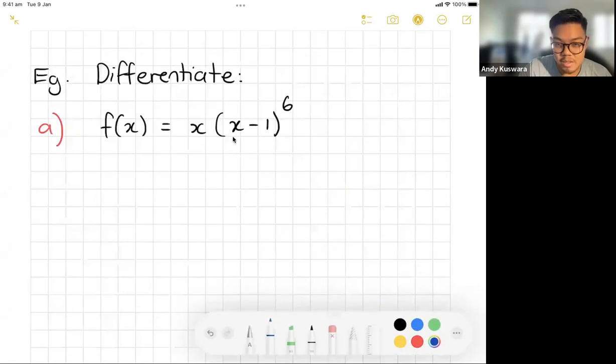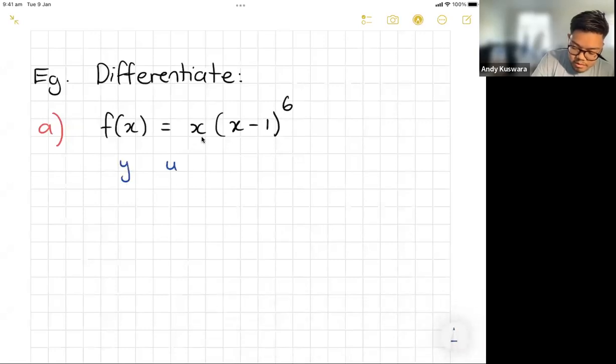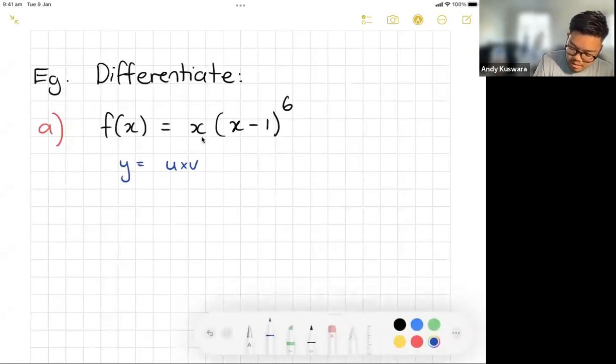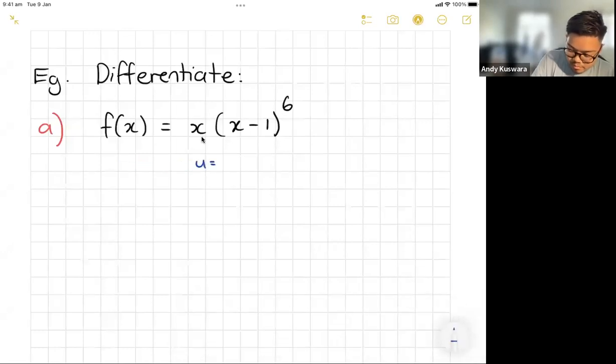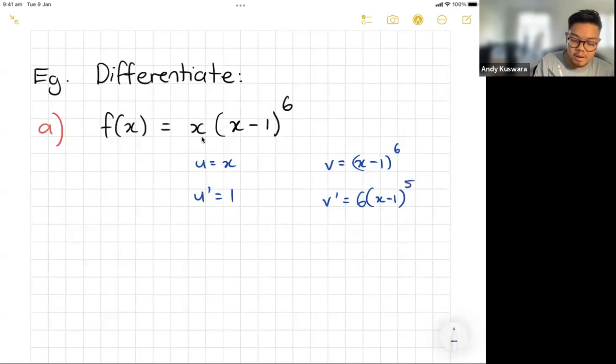Can you notice that it is x times another function of x? These are both products. So in other words, it's like y equals u times v. What it's saying here is my u is going to be the first term and my v is going to be my second term. There's two functions here. And while I've got this, I'm going to find my u dash underneath and my v dash underneath. So my derivative of x becomes 1. And for my v dash, 6 comes down the front, x minus 1 stays the same, take away 1 from the power becomes 5, and then multiply it by the derivative, in this case just 1.